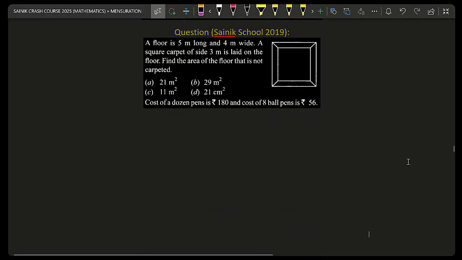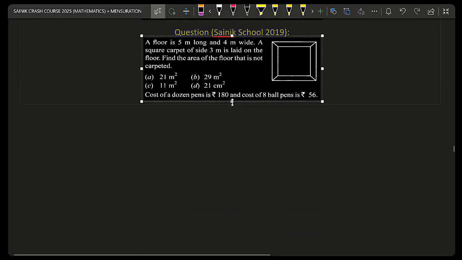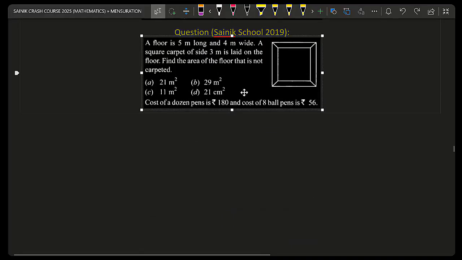A floor is 5 meters long and 4 meters wide. A square carpet of side 3 meters is laid on the floor. Find the area of the floor that is not carpeted. Who's going to answer this? No, this is from the next question, I think. So don't consider the last line of this question. So who's going to answer this?